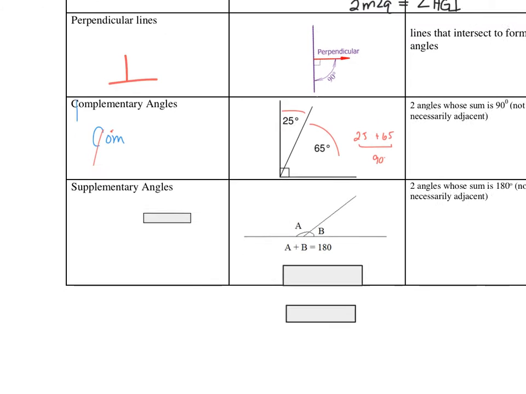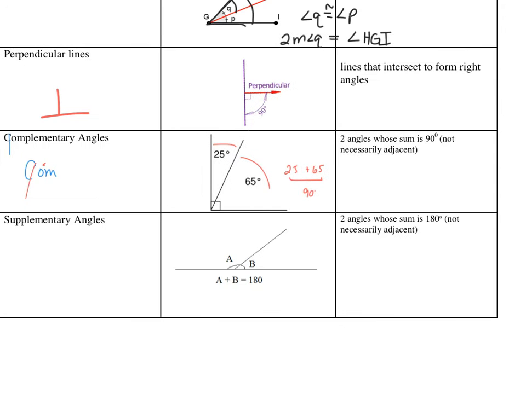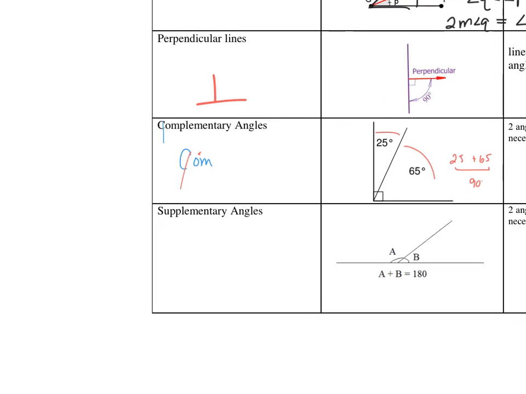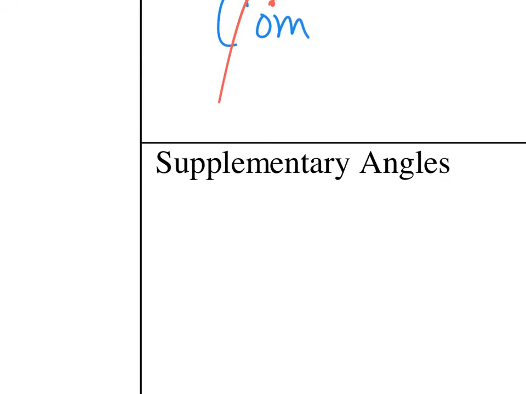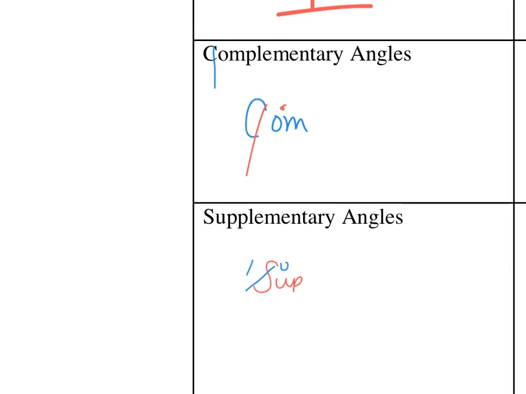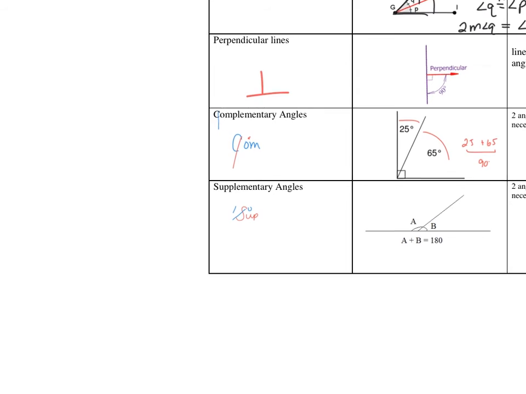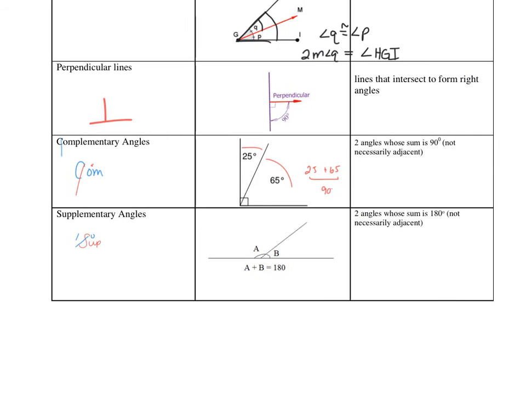Now let's look at supplementary angles. They are two angles whose sum is 180 degrees and they're not necessarily adjacent. So basically whenever you see a straight line, you have supplementary angles. To figure out your trick, I can just do supplementary, and I can make an 8 out of my S. So I know supplementary angles have to add up to 180 degrees. So in this case, I would say A and B are supplementary to each other.